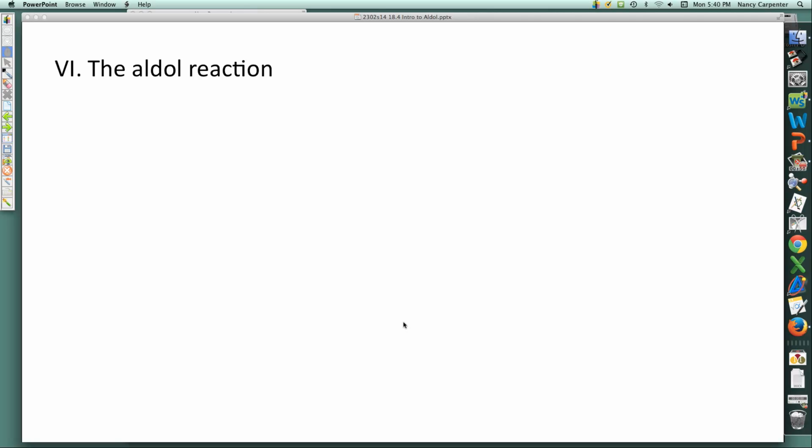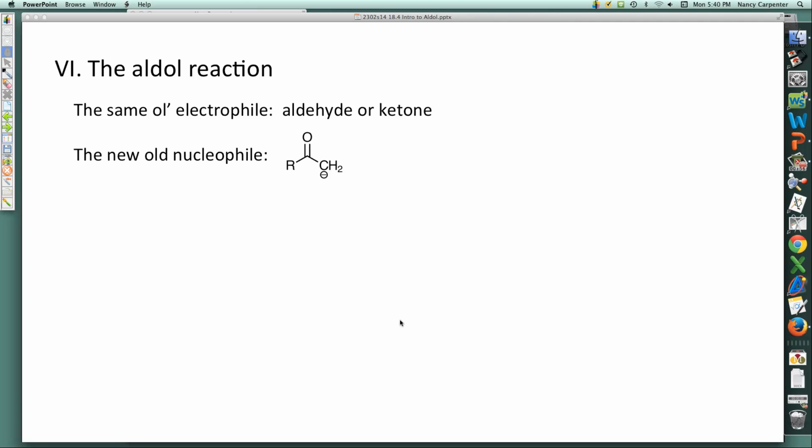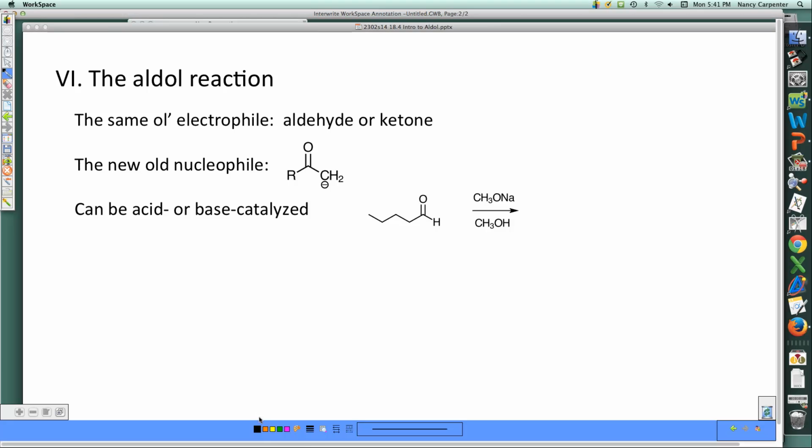We've already been introduced to Aldol in class. It's the same old electrophile, the carbonyl of the aldehyde or ketone, but the new nucleophile is the enolate, as shown here. So, the Aldol can be catalyzed by acid or base. I'd say it's more typically catalyzed by base, as in this example. So we have pentanal and what appears to be a good base. So, what's going to happen here?